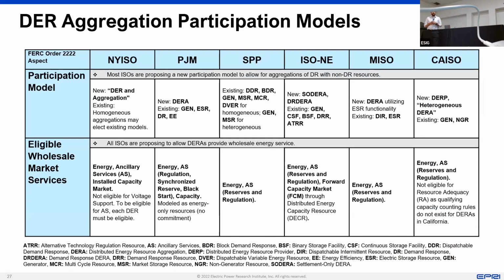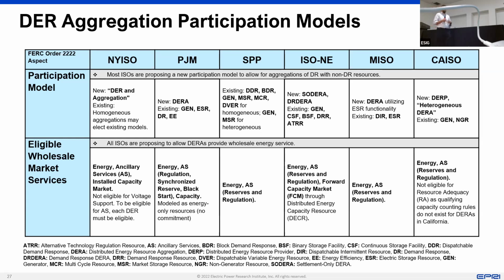Okay, finally, DER aggregation participation models. And of course, all these participants have different acronyms, different names, and different requirements. And it's honestly very, very hard to keep track of, as I'm sure many of you are aware. But really what we've seen, and many of you may have heard of the FERC Order 2222, which was the order from FERC to facilitate participation from aggregations of distributed energy resources in the wholesale markets.